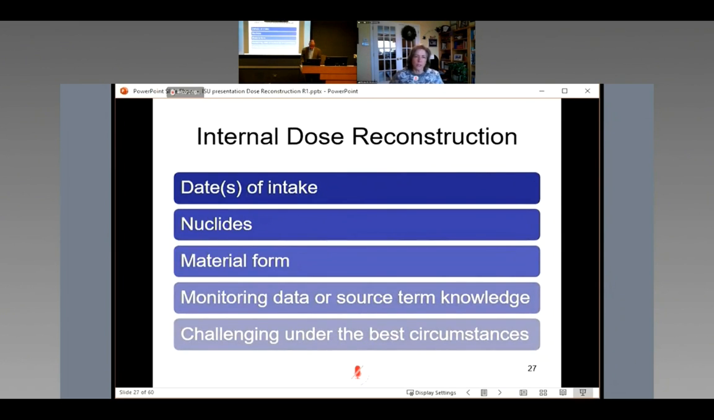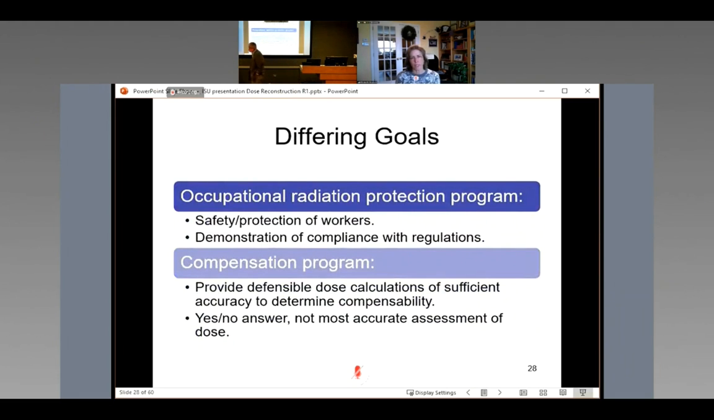For internal dose reconstruction, generally these are the things you need to know: when the intake occurred, what nuclides, the form of the material, monitoring data or source term knowledge. And this is challenging under the best circumstances. If you're in an operational setting, it's sometimes difficult to get all of the information you need, and it's magnified in this project. So the goals are different in a compensation program than in an occupational setting.